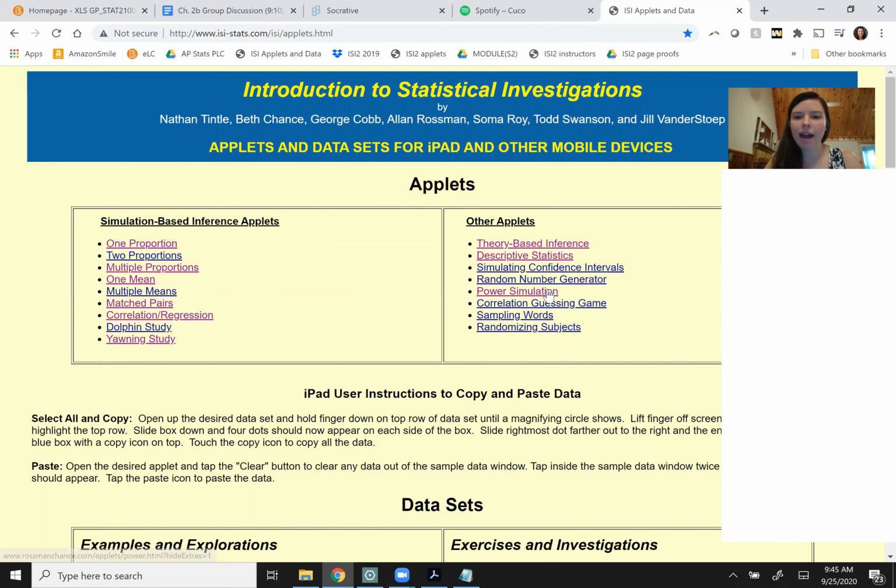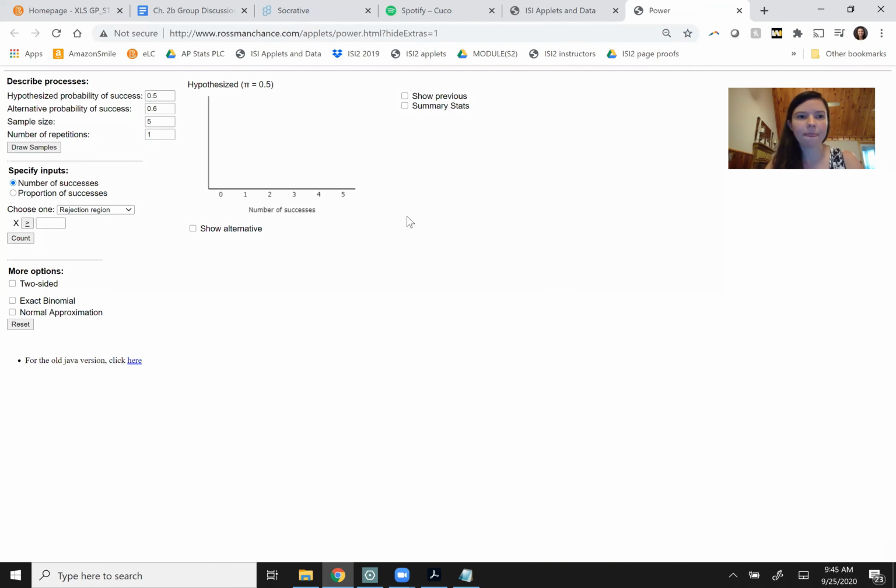So we're going to look at the power simulation here. This looks a lot like the applet that we've used before, but notice that here you have both the hypothesized probability of success, that's like your null hypothesis, and also the alternative probability of success. So this is like a new level of what-if question, because you're asking, what if the true value were really 0.53? What would happen in that case?